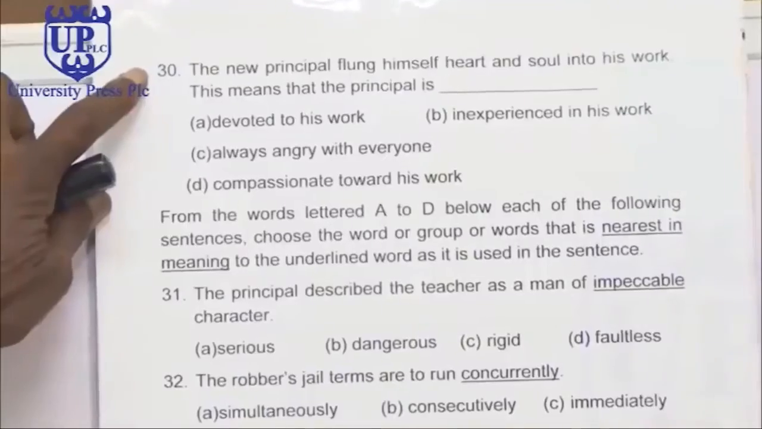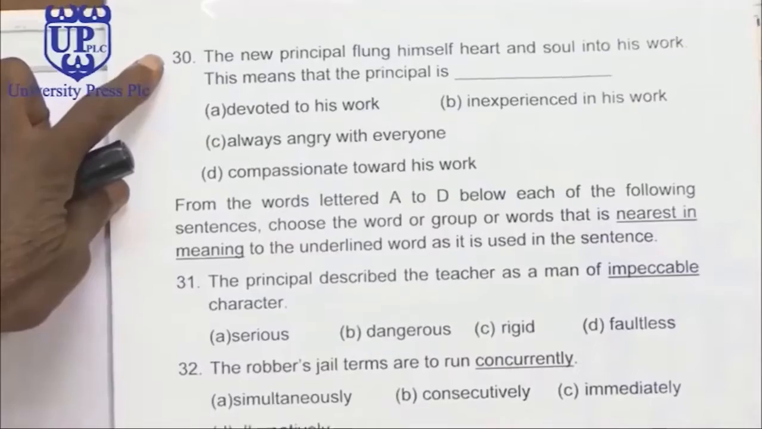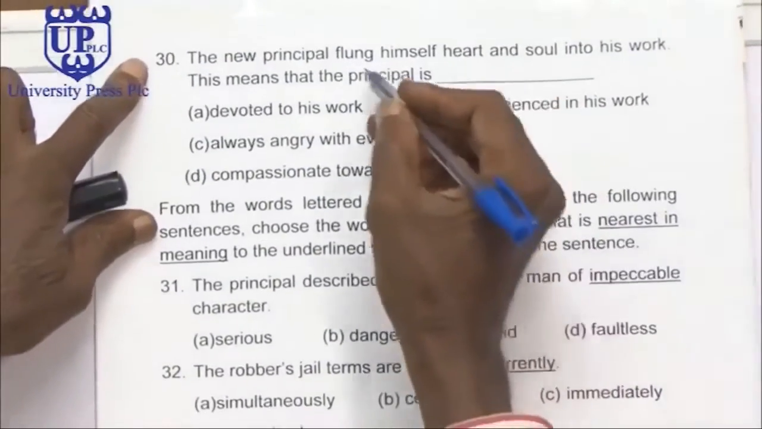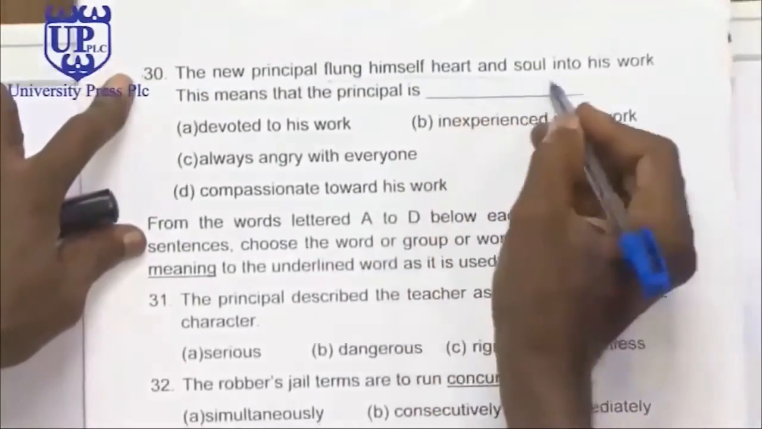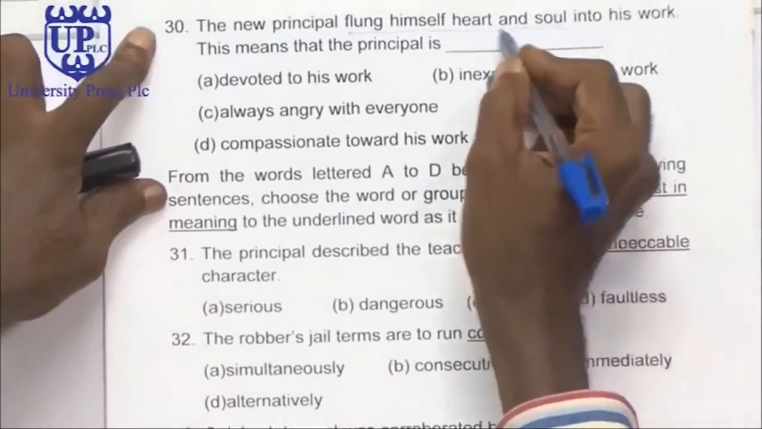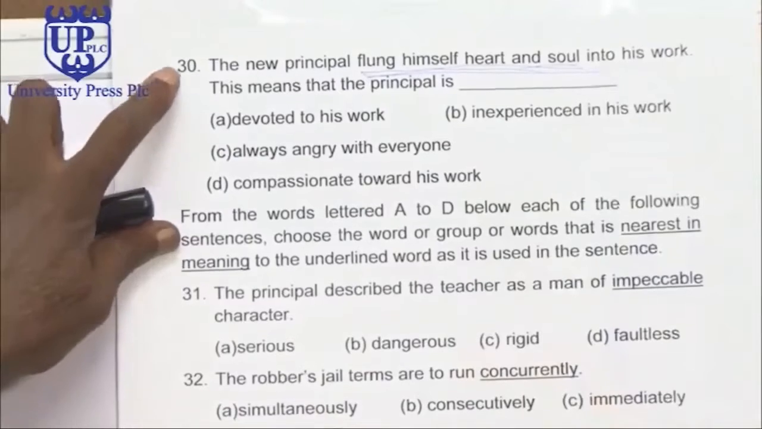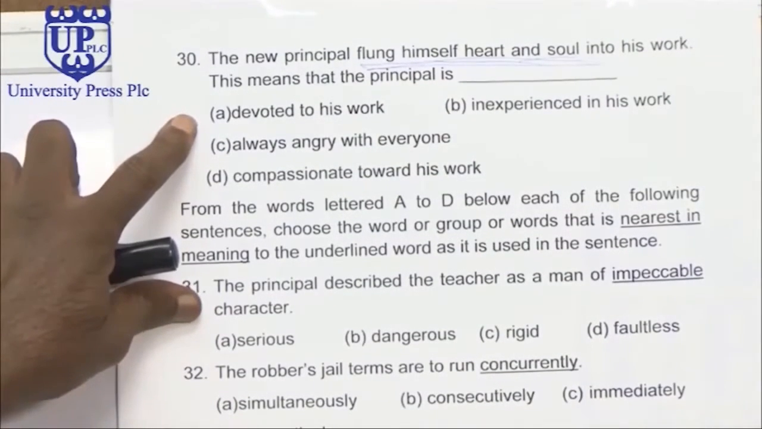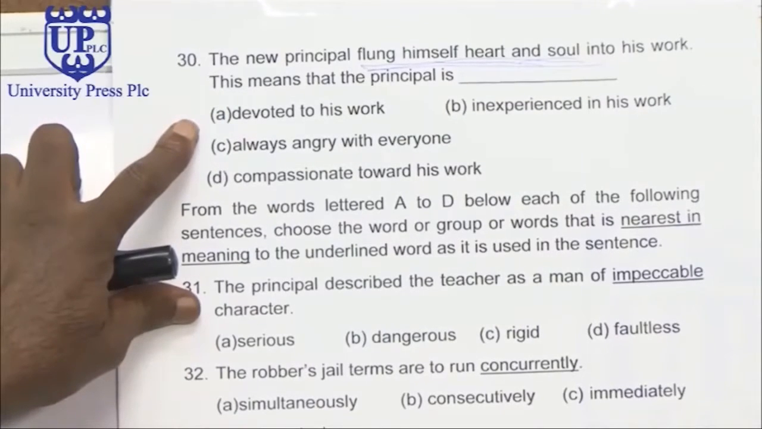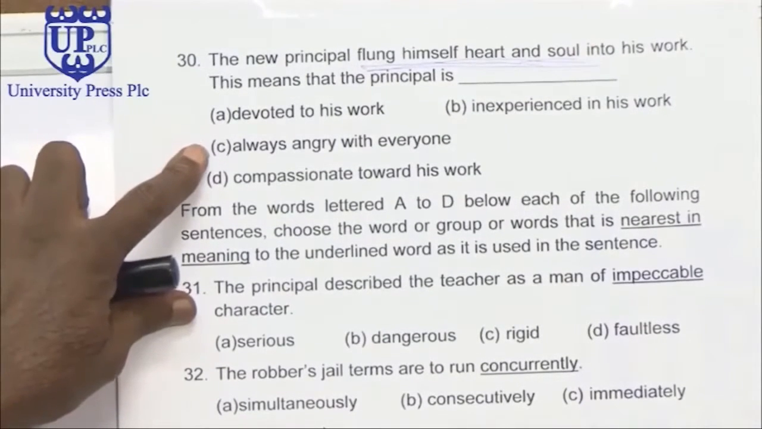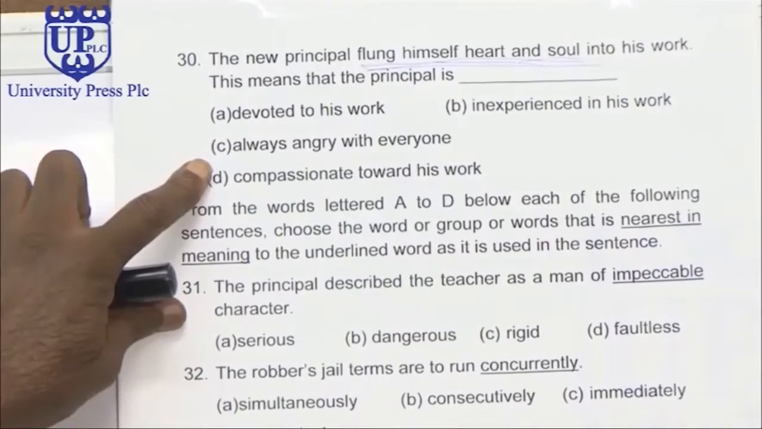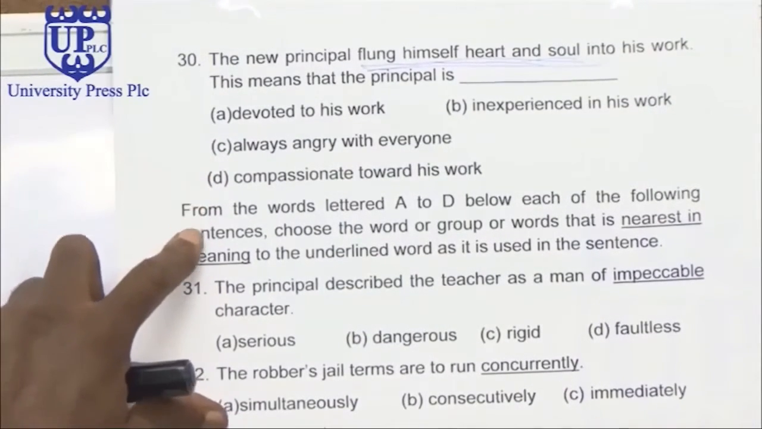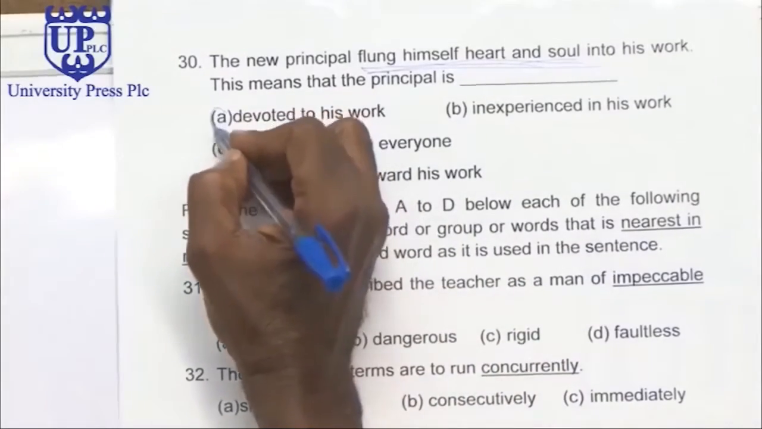Now let's look at number 30. The new principal flung himself, heart and soul, into his work. What does it mean to fling one's heart and soul into one's work? What does it mean? This means that the principal is what? Devoted to his work, inexperienced in his work, always angry with everyone, compassionate towards his work? He is devoted to his work. Devoted.